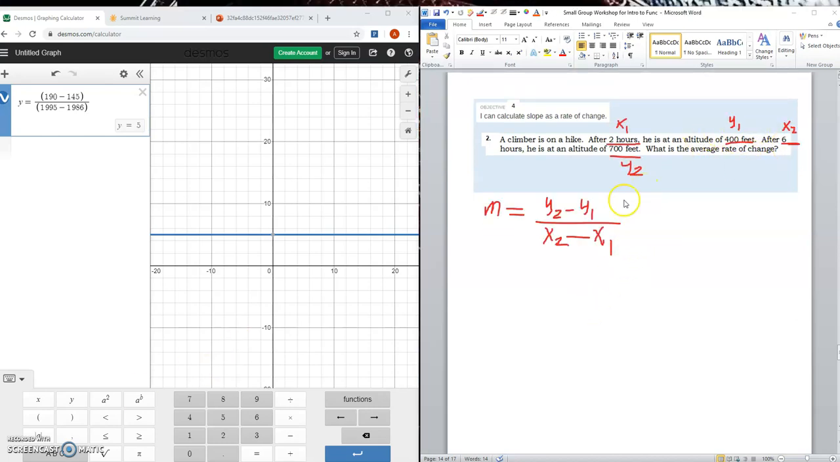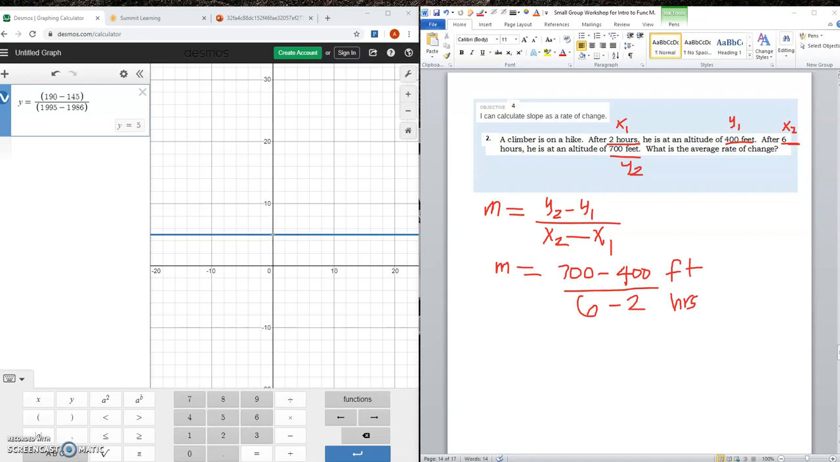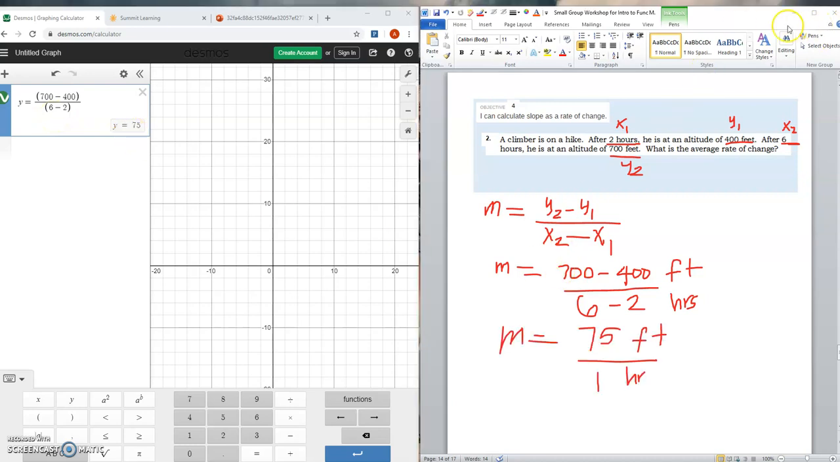Now, after I label them, I write the formula back for the slope, and then I'm going to substitute. So my Y2 is 700 feet, and Y1 is 400, so 700 minus 400, all over X2 is 6 hours, minus 2 hours, and then I'm going to use Desmos. Making sure that I plug it in correctly, I'm using the parentheses. My Y is 75. What that means is 75 feet per hour is my rate of change or my slope.